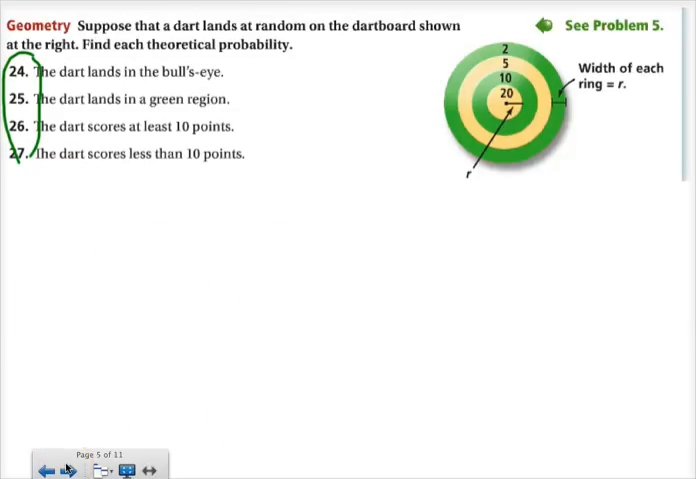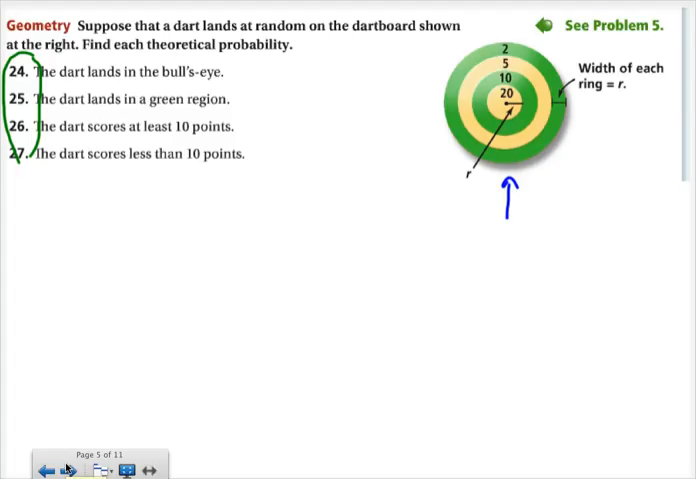Then for 24 through 27, it says, suppose that a dart lands at random on the dartboard shown at the right. Find each theoretical probability. And I take a look at this dartboard and I realize we're talking about geometric probability here. And the reason we're talking about geometric probability is because that's 2-dimensional.